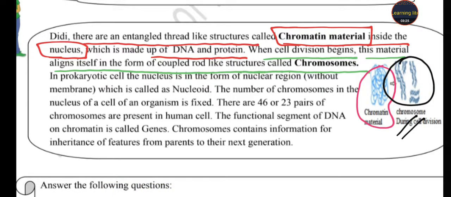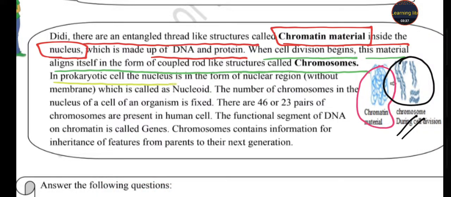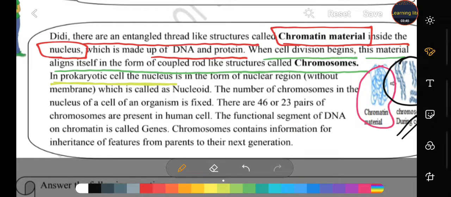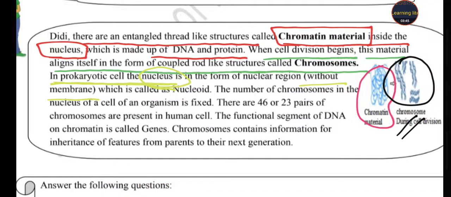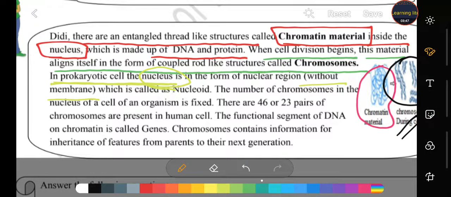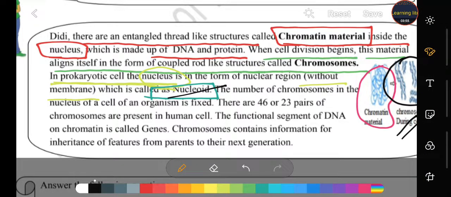This thread-like entangled structure is called chromatin, and when it arranges itself in the form of a rod, it is called a chromosome. Okay. There are two types of cells, students, and two types of organisms we read about in the last worksheet. The first one is the prokaryotic cell. A prokaryotic cell is a primitive type of cell. So here the nucleus is present but without any membrane, and without any membrane, the nucleus is known as nucleoid. What is this? Nucleoid.